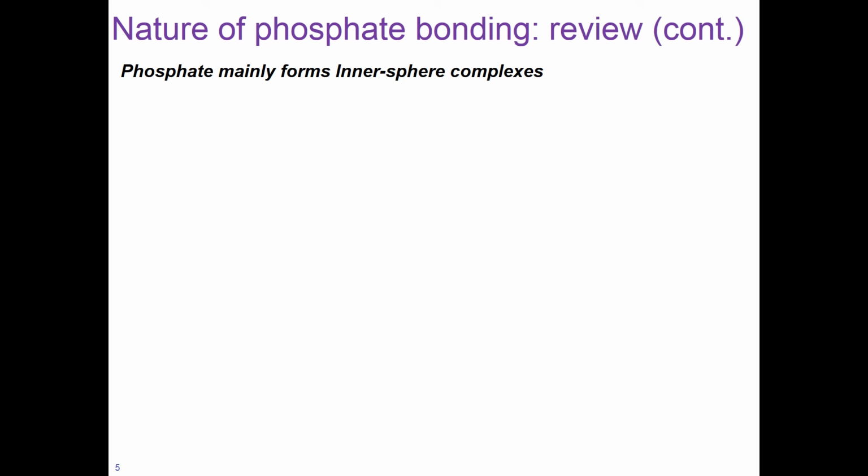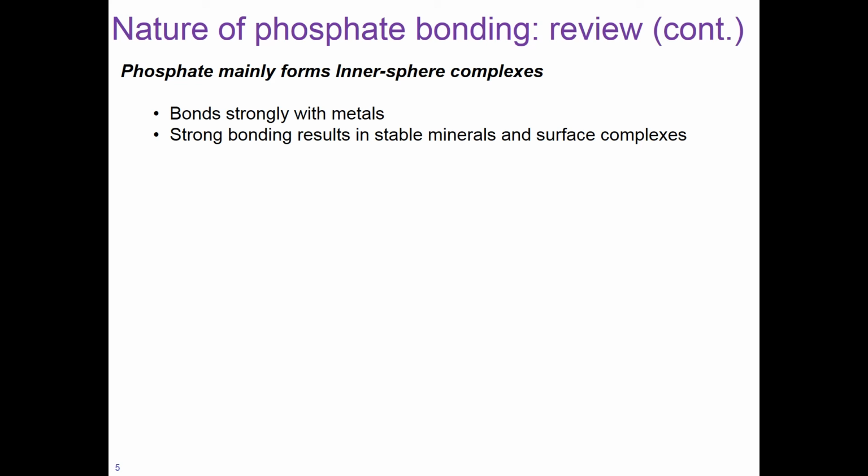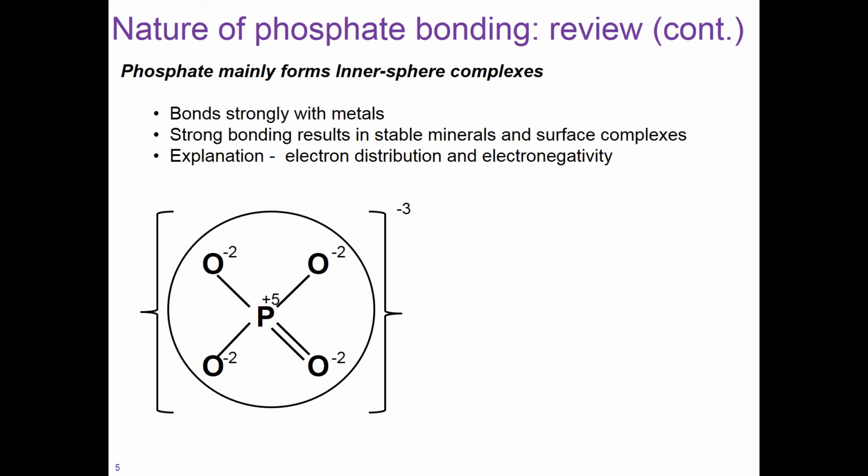Phosphate mainly forms inner sphere complexes because it bonds strongly with metals, and that strong bonding results in stable surface complexes and in stable minerals. And this can be explained by the electron distribution and electronegativity.